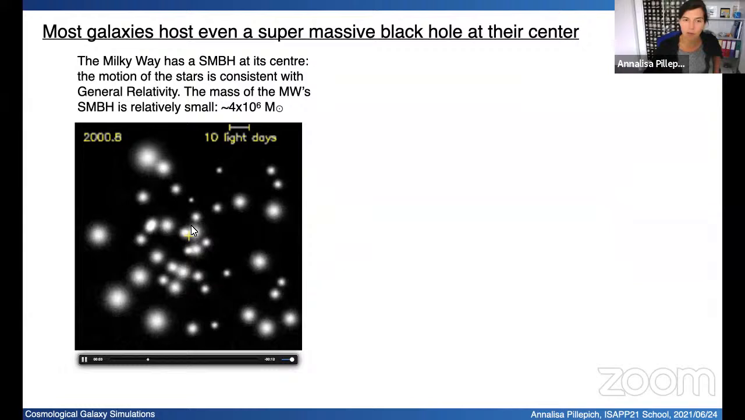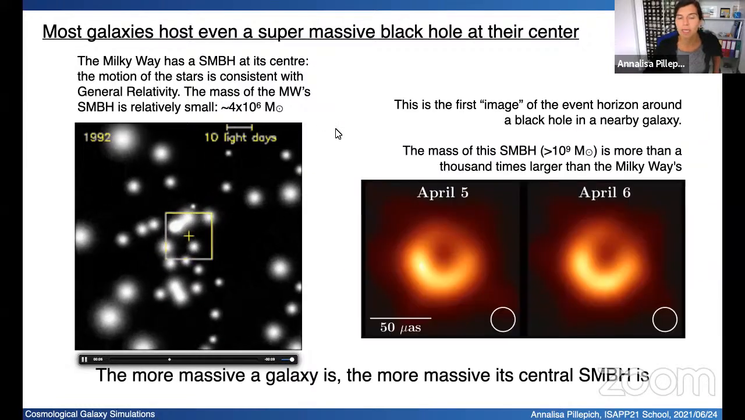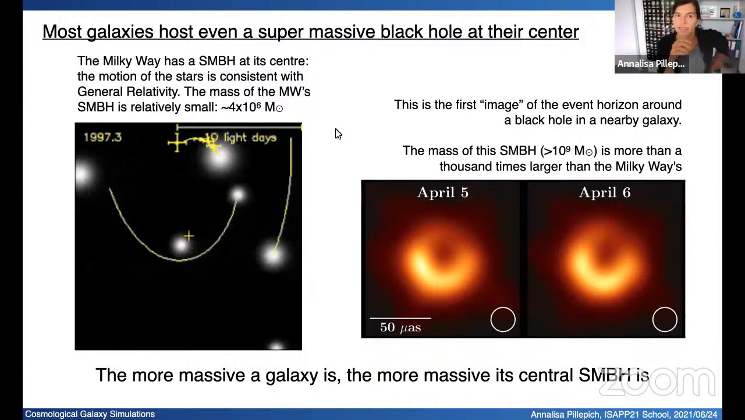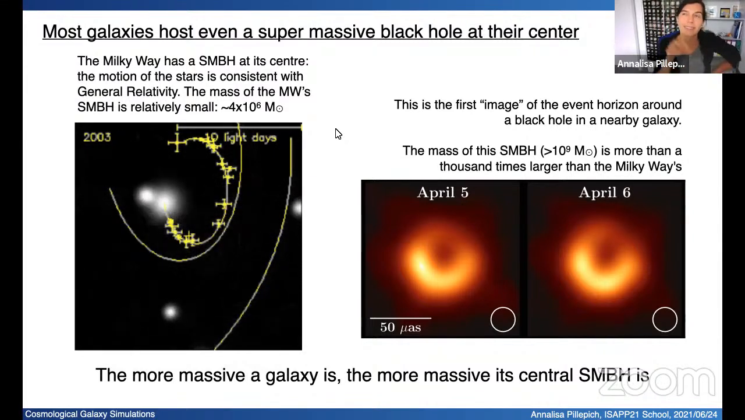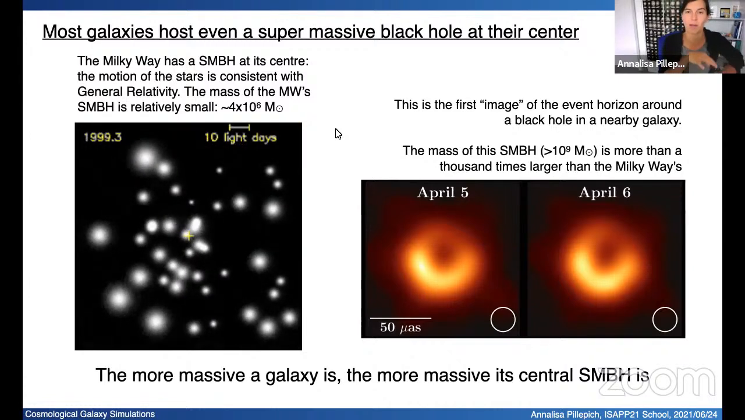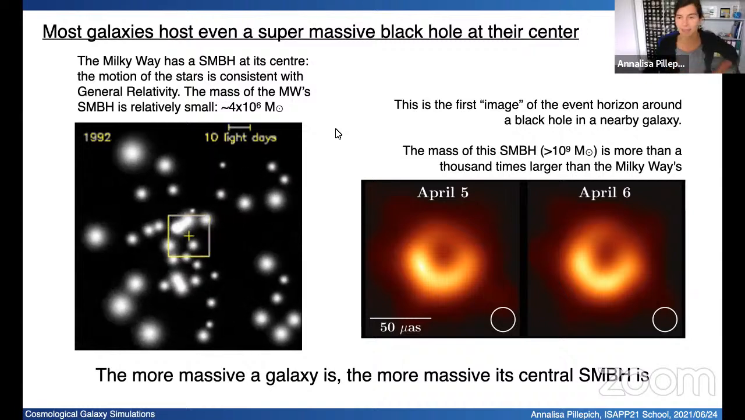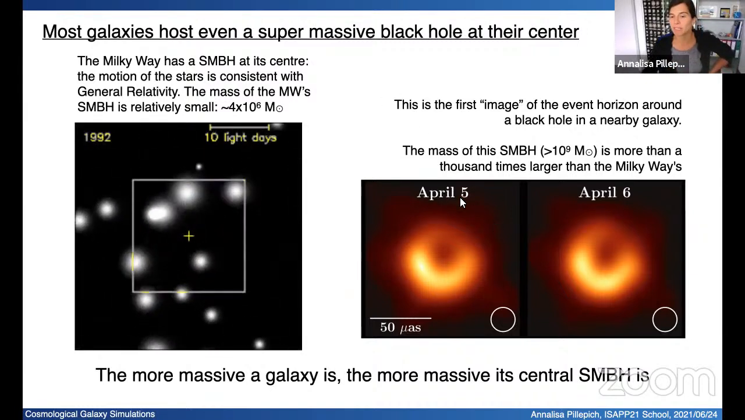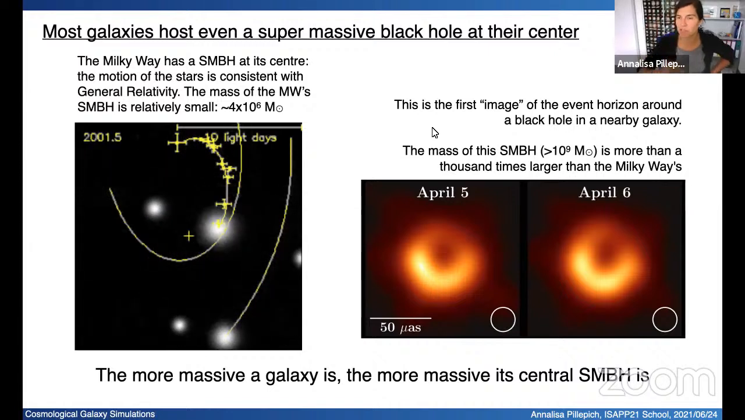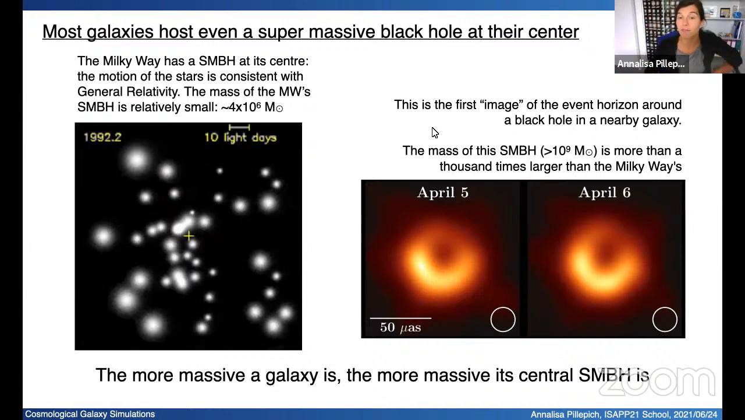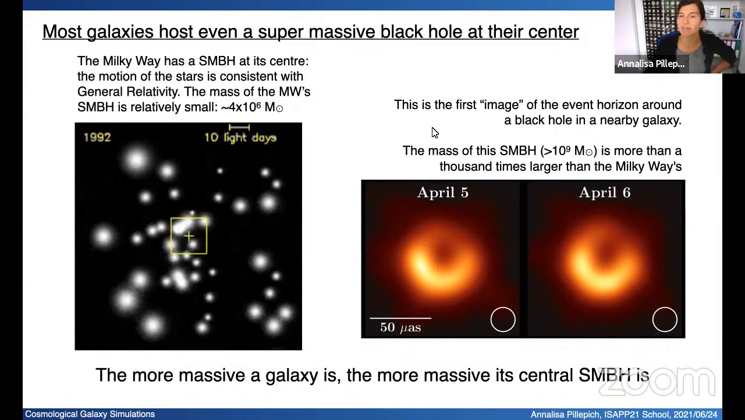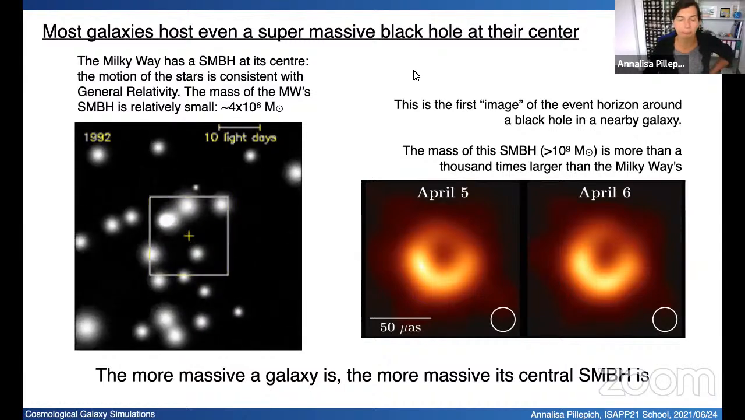It's actually quite small. It's 4×10⁶ solar masses. So it's more than 1,000 times smaller than, for example, the supermassive black hole that sits at the center of the galaxy at the center of our neighboring Virgo galaxy cluster. And its supermassive black hole is the one that made the news last year or so. It's the first imaged supermassive black hole. In fact, now we know that the more massive a galaxy is, the more massive its central supermassive black hole.